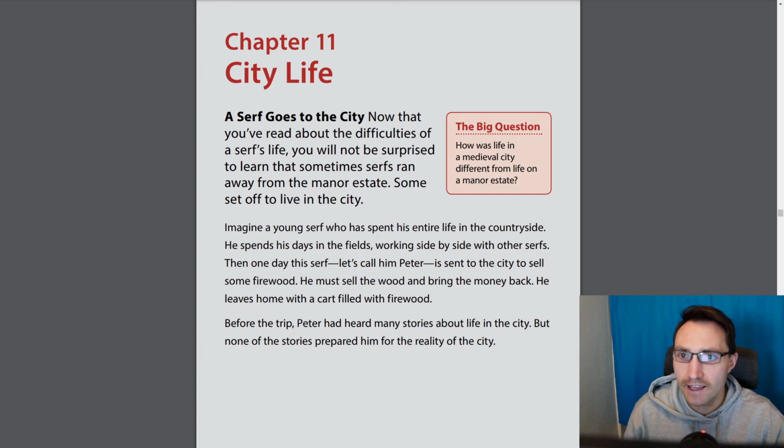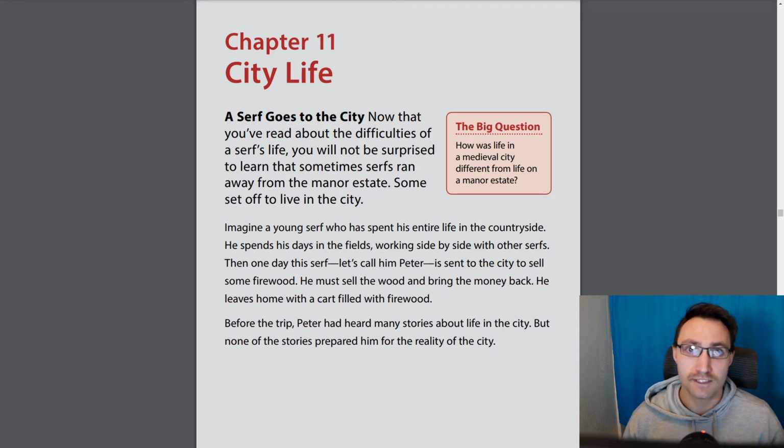So today we're going to read Chapter 11, City Life. Our primary focus objectives are to learn about the conditions in a European city during the Middle Ages. So what was city life like in the Middle Ages? We want to know the role and power of guilds. What is a guild and what power do they have? Learn the relationship between cities and feudalism.